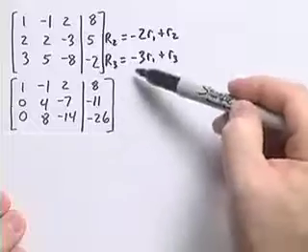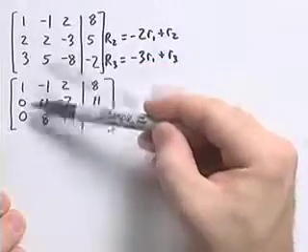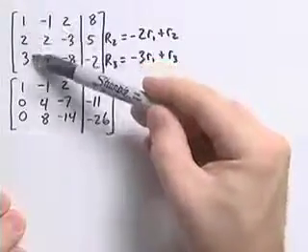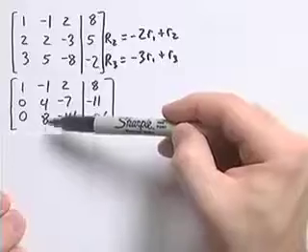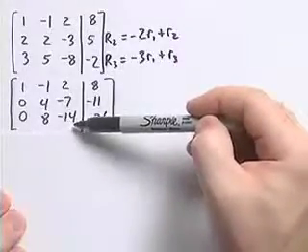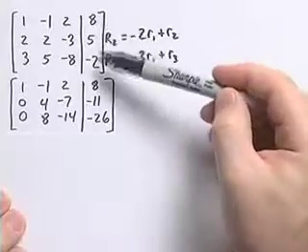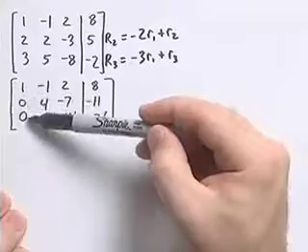To get our new row 3, we perform this operation. Negative 3 times 1 plus 3 is 0. Negative 3 times negative 1 plus 5 is 8. Negative 3 times 2 plus negative 8 is negative 14. And negative 3 times 8 plus negative 2 is negative 26. So now we have a 1 with zeros underneath it here.